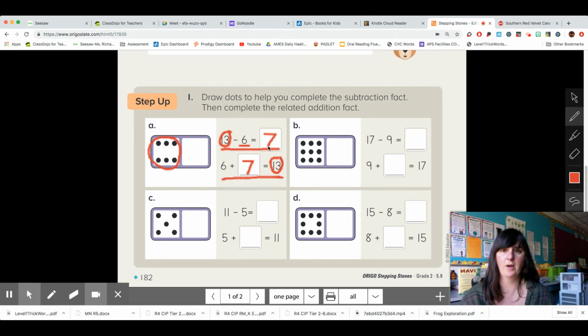Another way to do that without using my fingers, so I can do it in my head, I know that 6 plus 6 equals 12, so that's a doubles fact. If I change that 6 to a 7, that adds 1 more to the total. So that's a doubles plus 1. 6 plus 6 plus 1 is 13. That tells us that 6 plus 7 must also be 13. So try to use doubles to help you wherever you can.